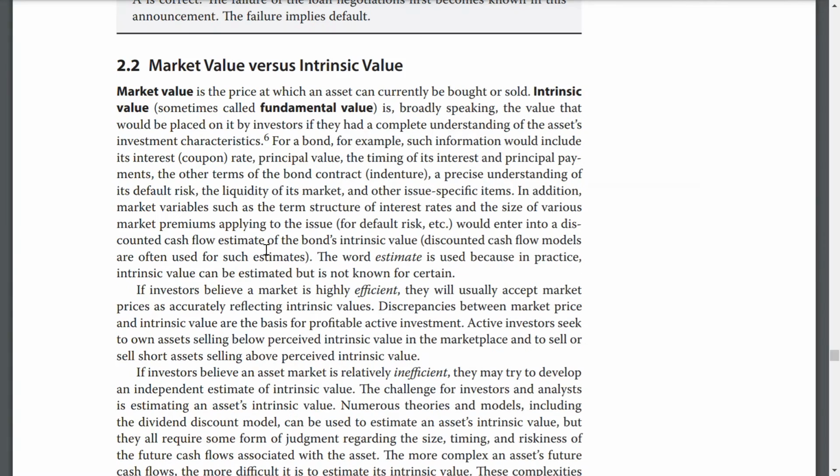Market value versus intrinsic value. Market value is the price at which an asset can currently be bought or sold. Intrinsic value is, broadly speaking, the value that would be placed on an asset by investors who have a complete understanding of the asset's investment characteristics.